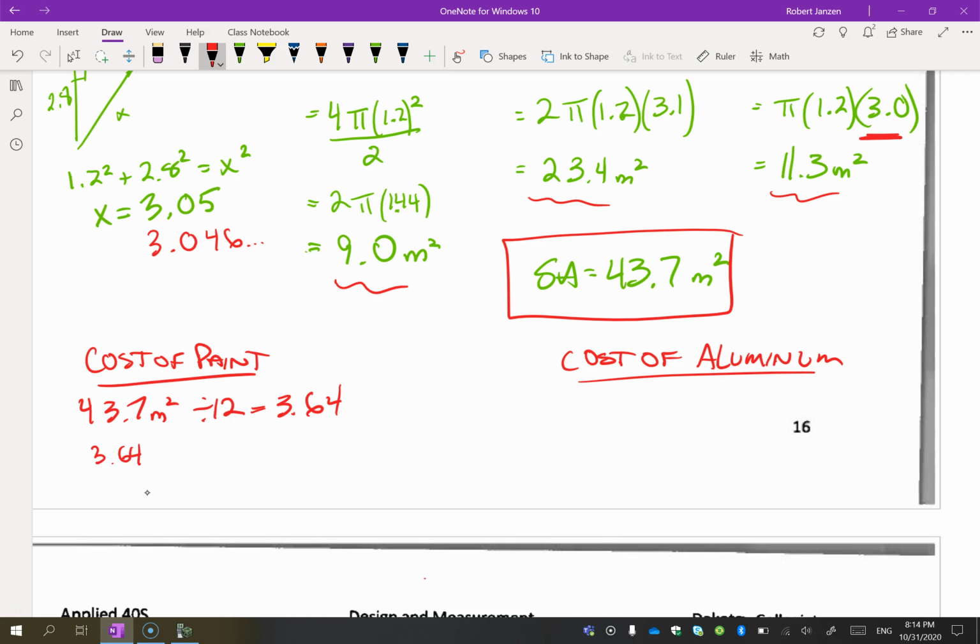So you're going to need this much paint times 2, so that's 7.28. So how many gallons are we going to buy? Therefore we need 8 gallons. Okay, because you can't use part of a gallon.